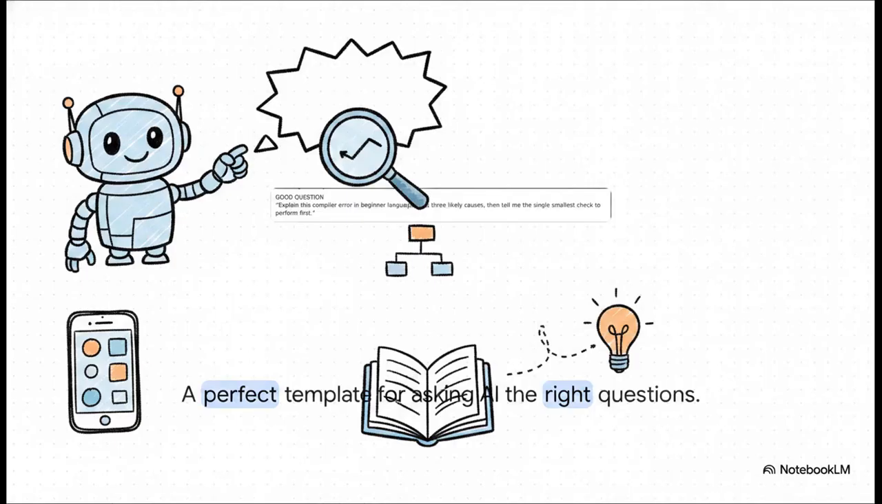The trick is knowing how to talk to it. A truly great AI prompt doesn't just ask for code to copy and paste. It asks for an education. A fantastic prompt looks like this. Explain this compiler error in beginner language. Give me 3 likely causes, then tell me the single smallest check to perform first. See the difference? That forces the AI to be your personal tutor.